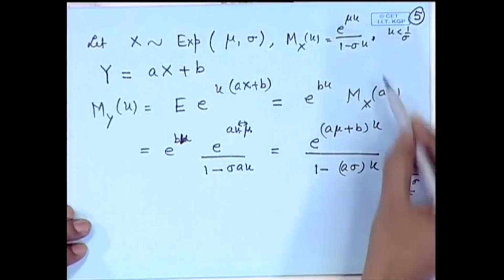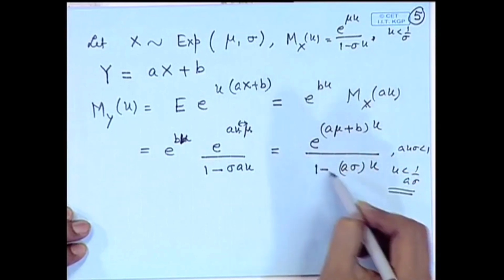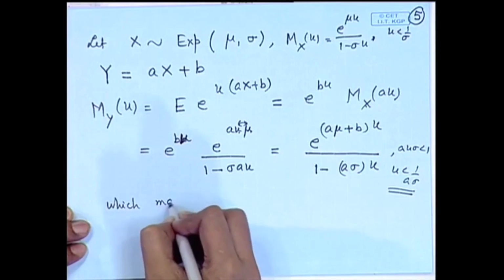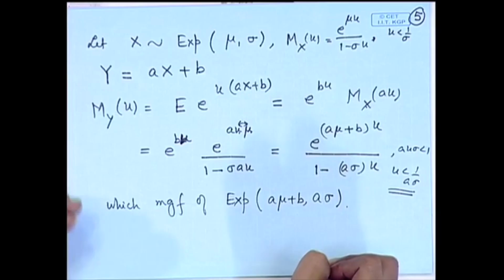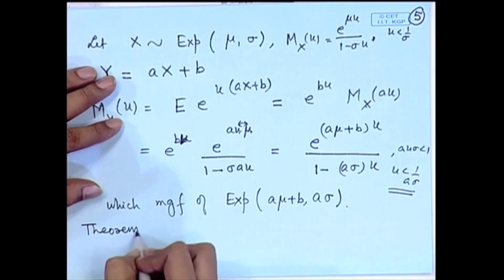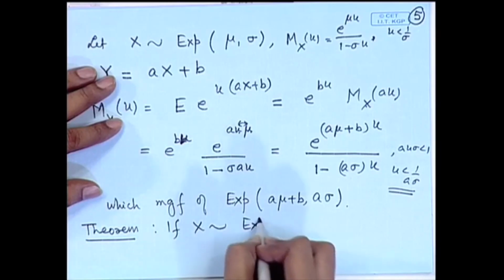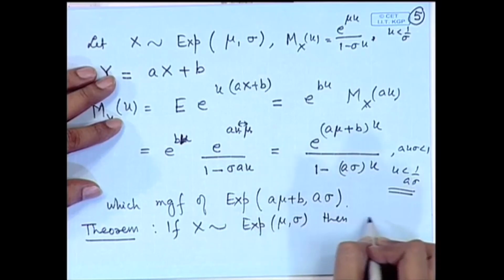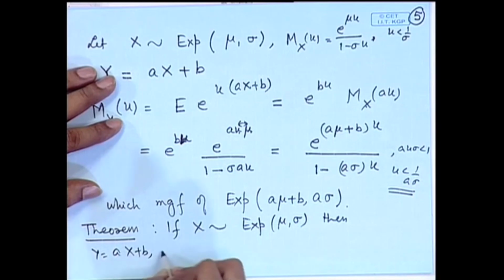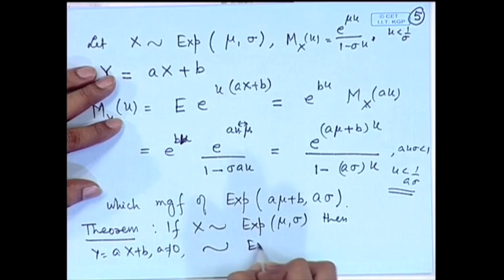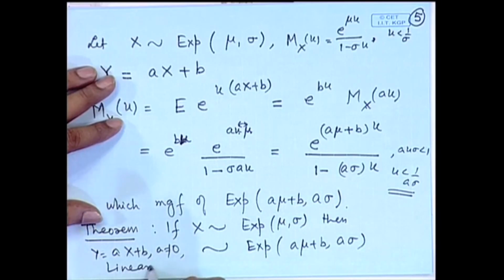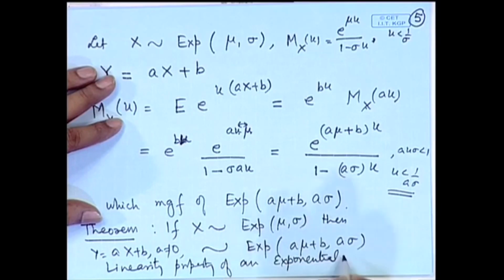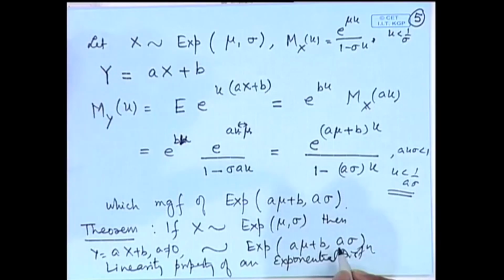So, obviously, you can see by comparing this that this is an MGF of exponential distribution with parameter A mu plus B and A sigma. So, this means we have proved the following theorem: if x follows exponential mu sigma, then y is equal to A x plus b, where A is not 0, follows exponential distribution with parameter A mu plus b, A sigma. This is basically the linearity property of an exponential distribution. That means, any linear function of an exponential distribution is again having exponential distribution.